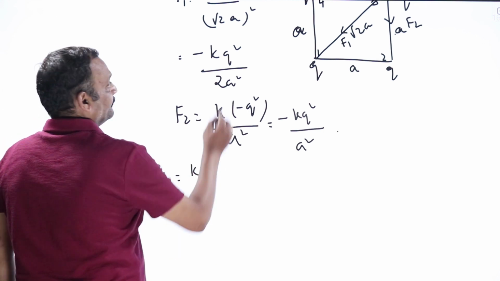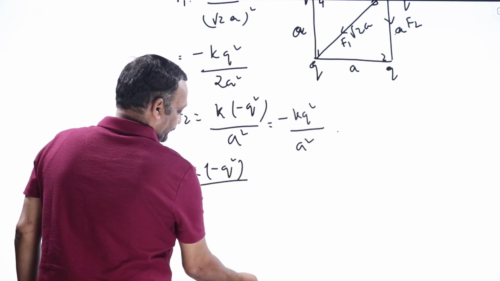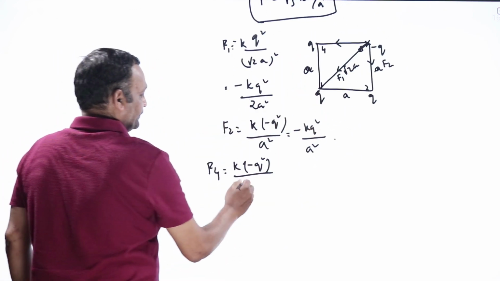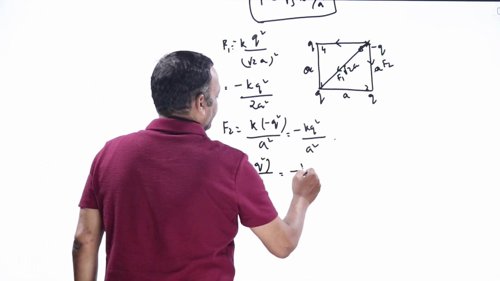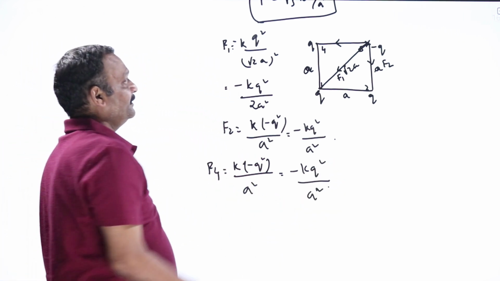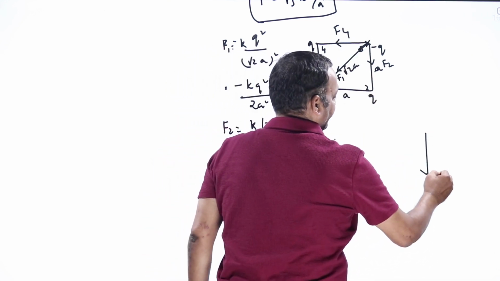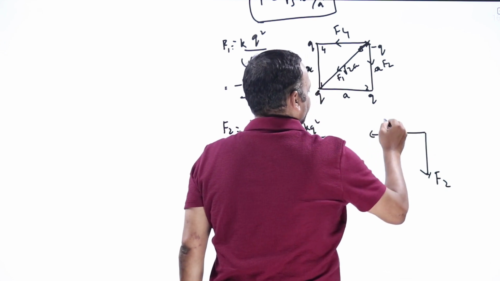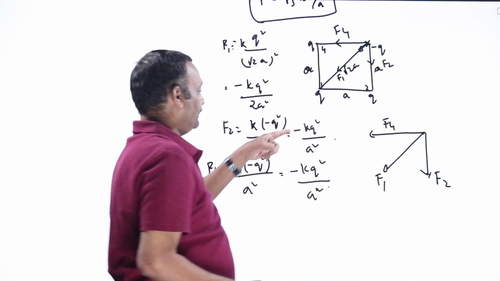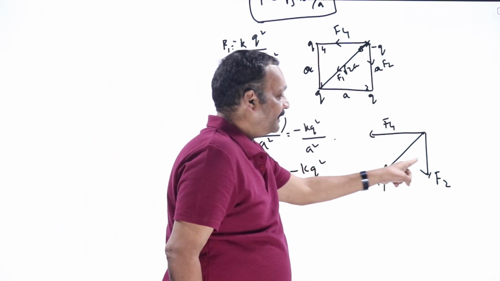F4 equals K into minus Q square by the distance, which is A only, so it is A square. This is also minus K Q square by A square, which means this force F4 is like this, F2 is acting like this, and F1 is acting like this. F2 and F4 both are equal, minus K Q square by A square, and they have an angle of 90 degrees.